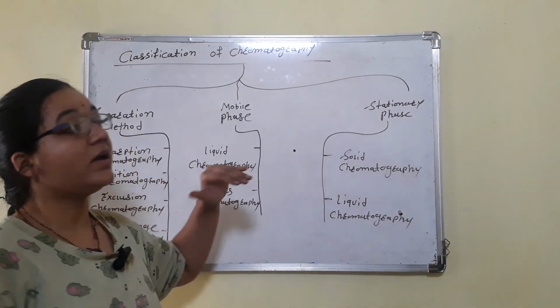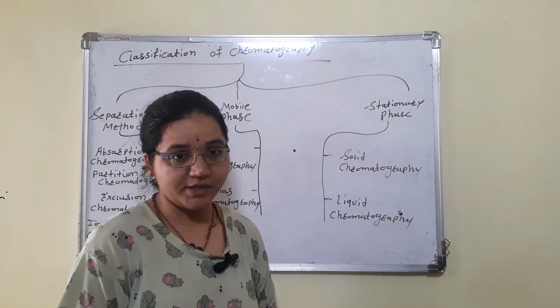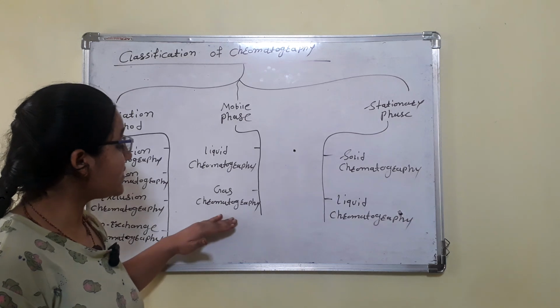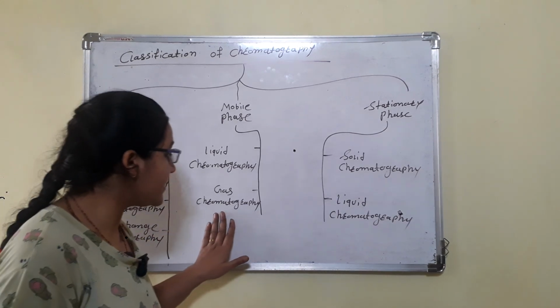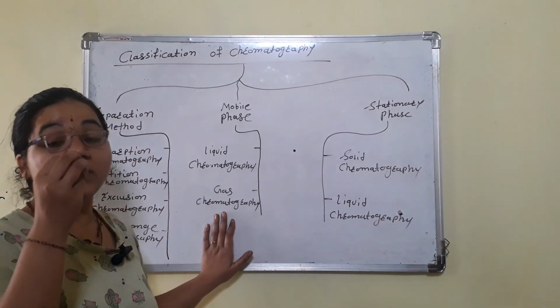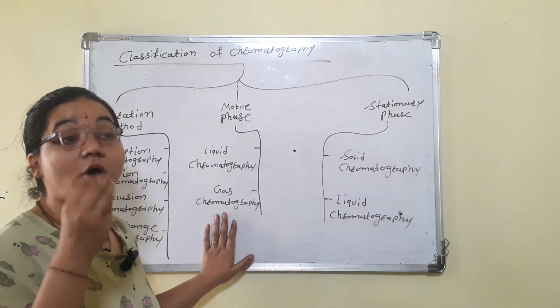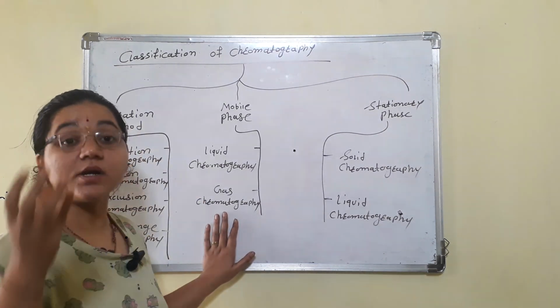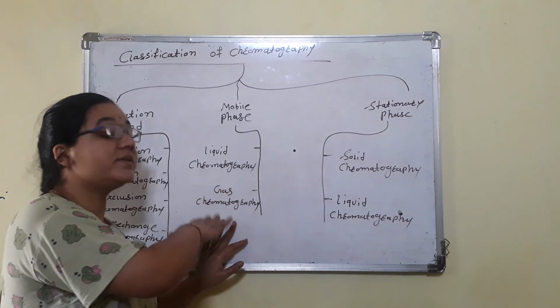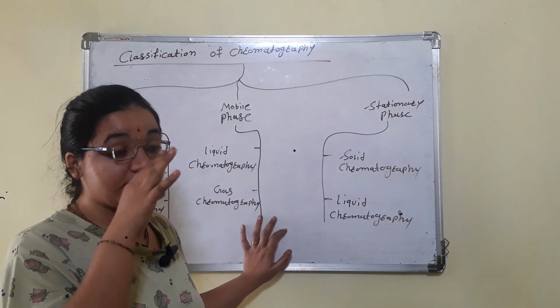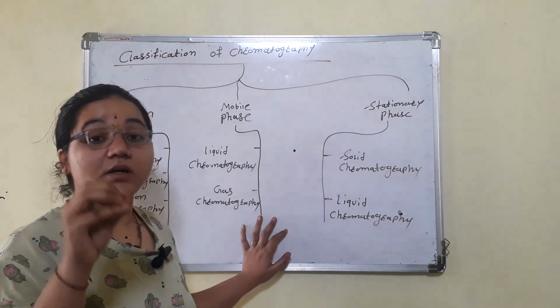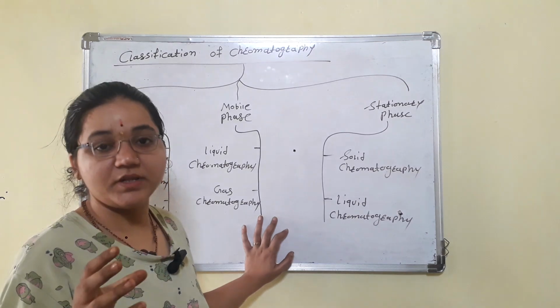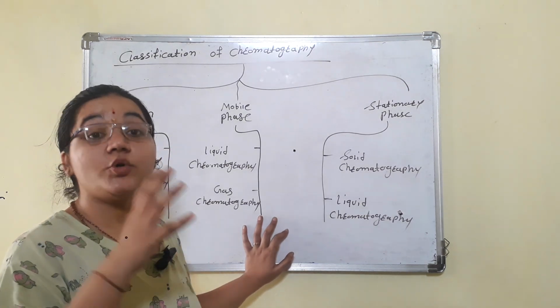Second is gas chromatography. This technique is very important because organic materials, as volatile or semi-volatile components, are separated in it. With the help of the gas, they are passed through a column, and then our components are separated.